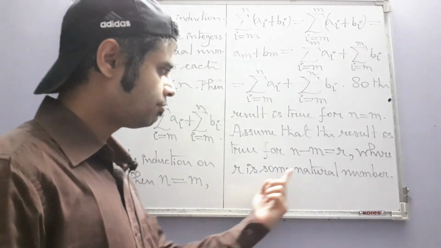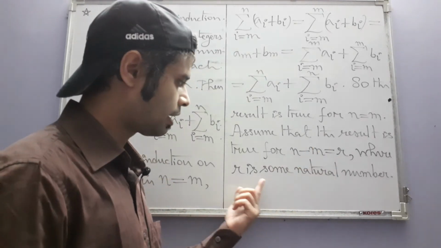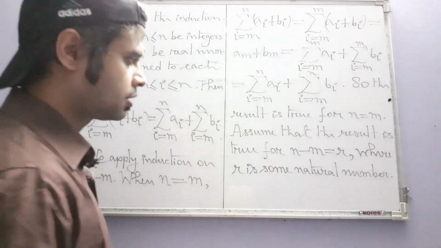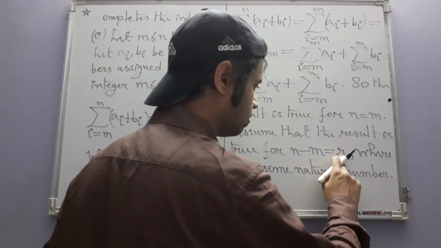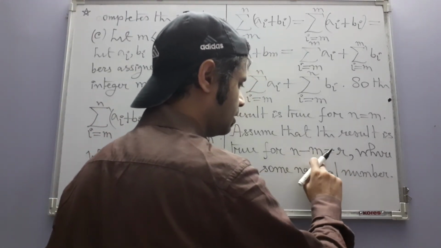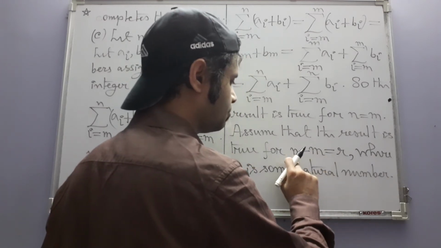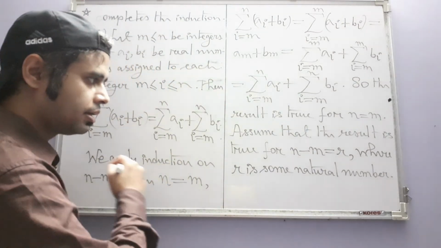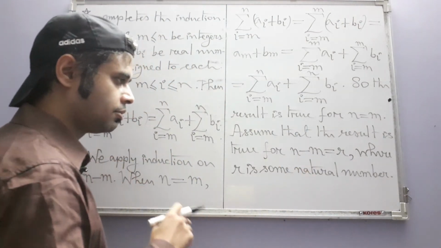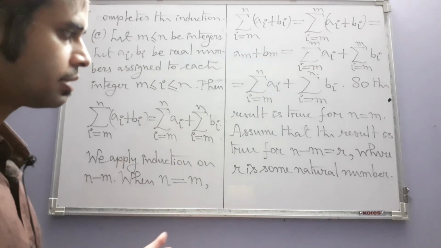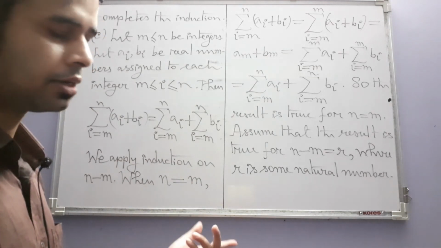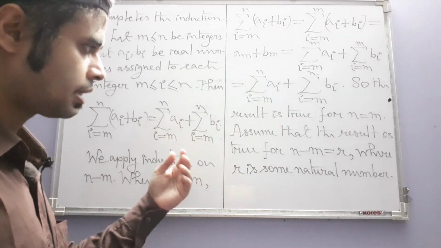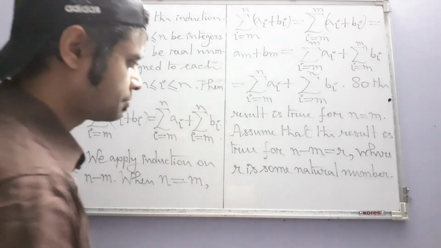Some arbitrarily fixed r, of course, where r is some natural number, but n and m can change. For example, if your r is 1, n can be 3, m can be 2, n can be 4, m can be 3. Like that, there are infinitely many choices for n and m, and we are assuming that for all such choices where the difference is 1, this statement is true. So the induction hypothesis has a lot in it.